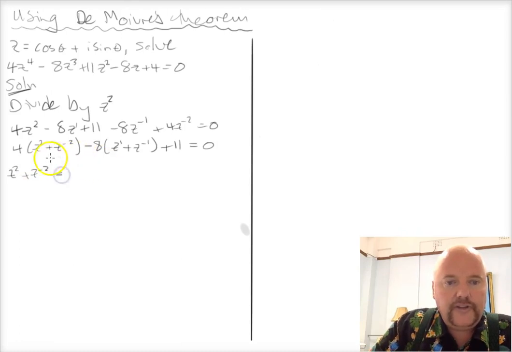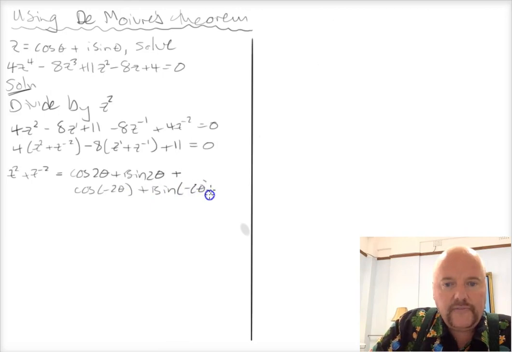Now, using de Moivre's theorem, if z is cos theta plus i sin theta, then z squared must be, remember the modulus is just a 1, so we don't have to worry about that. We get cos 2 theta plus i sin 2 theta plus, now if the power is a minus 2, de Moivre's theorem still works, so we get cos of minus 2 theta plus i sin of minus 2 theta. Now what we're going to do is have a little think about what this part here can simplify to and what this part here can simplify to.